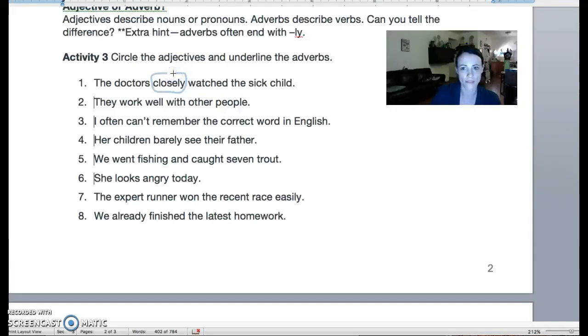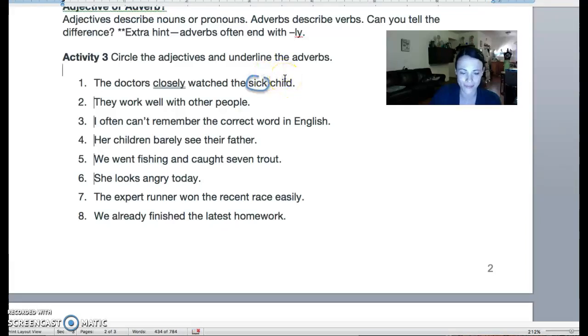Closely, adjective or adverb? Well, it's describing the word watched, right? You didn't have to do that, but just for your information. So, I did it wrong, sorry. We're supposed to circle the adjectives and underline the adverbs. So this should be underlined. Closely is describing the verb watched. Right? We also have an adjective here. Our adjective is sick. Sick is our adjective. How do we know? Because it's describing a noun, child.